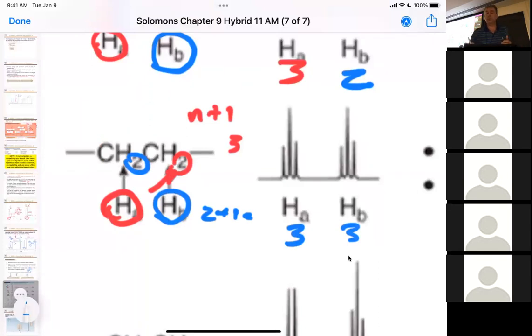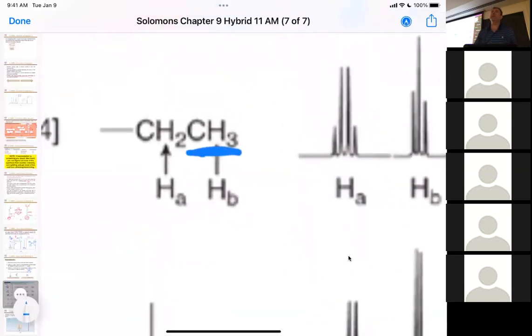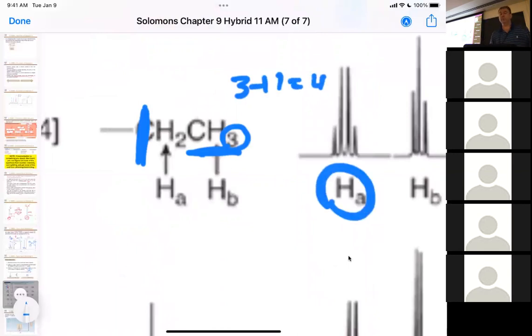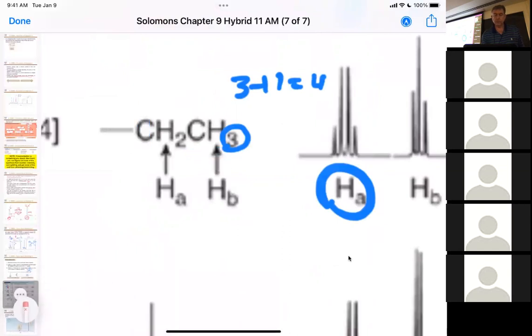Okay, so can it get even more complicated than that? Yes. When you put a methyl group on the end of something, you get 3 right here. So you have 1 peak for this, so 3 plus 1 is equal to 4. So we're going to get a 4 peak because there are 3 hydrogens within 3 bonds. Now let's look at the other way. I'm sorry, those are the hydrogens you already looked at. Let's look at these hydrogens. We only have 2, so that's 2 plus 1 is equal to 3.